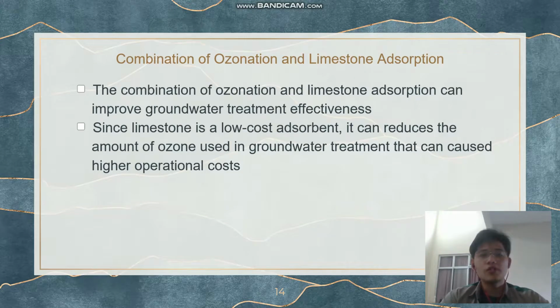Combination of ozonation and limestone absorption. The combination of ozonation and limestone absorption can improve groundwater treatment effectiveness. Since limestone is a low-cost absorbent, it can reduce the amount of ozone used in groundwater treatment, which can cost us a higher operational cost.